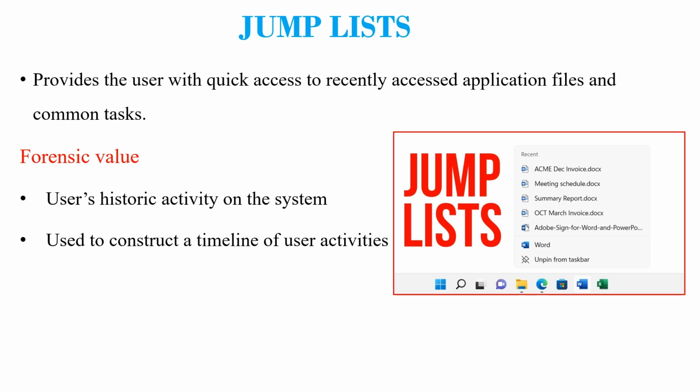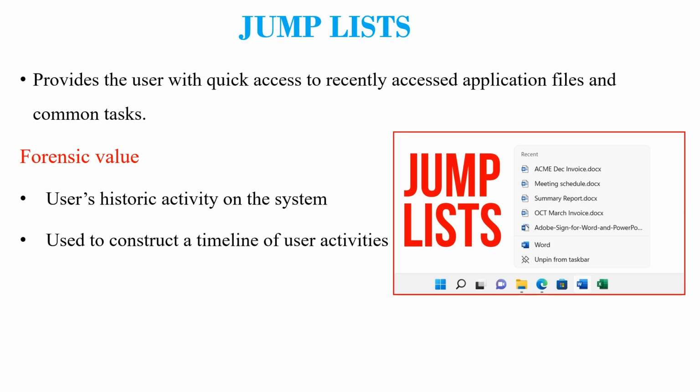And in terms of forensics, it provides the user's activity on the system and is used to construct a timeline of user activities. It provides valuable information about user activities like file creation, modification, and access. And the data extracted from the jump list can be used to construct the timeline of user activities. And a more important thing is the information is maintained on the system even after the source file or the application is no longer existing on the computer.